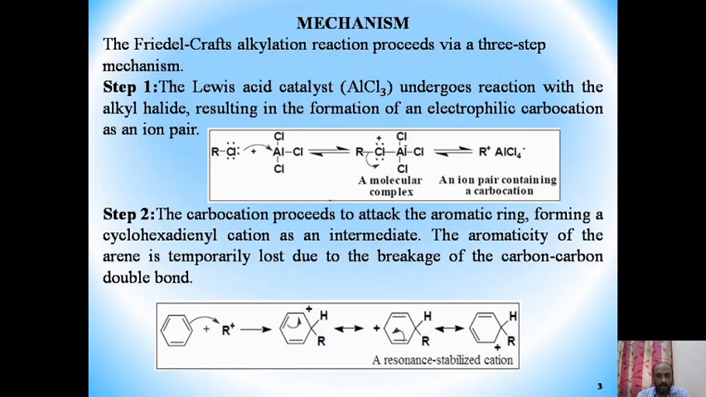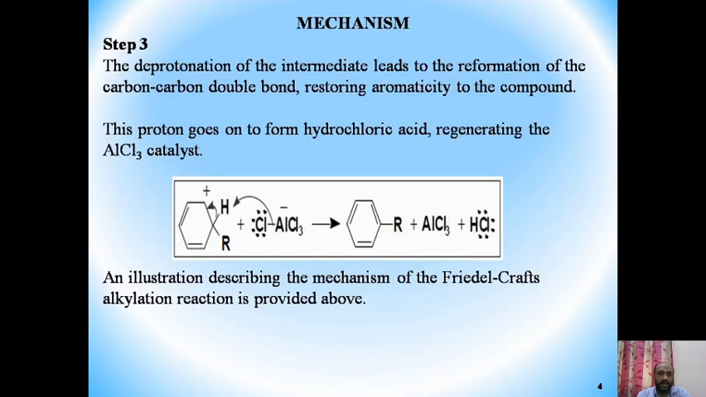Now in step number 3, AlCl4 minus is present inside the reaction mixture as another nucleophile. When the nucleophile attacks the benzene carbocation, the carbocation releases one proton. Once it releases that proton, the bonding electrons are shared between this carbon and this carbon, that is carbon number 1 and carbon number 2.